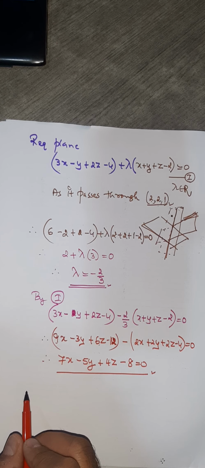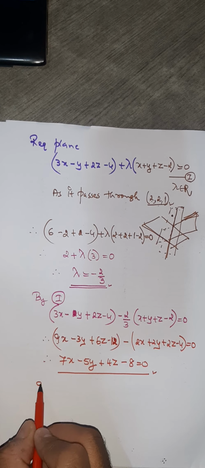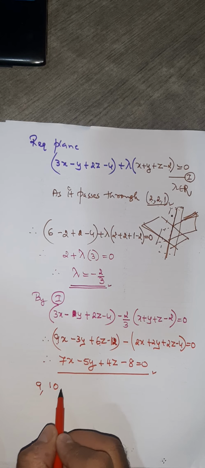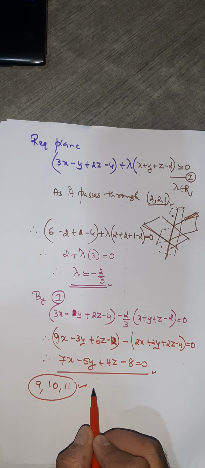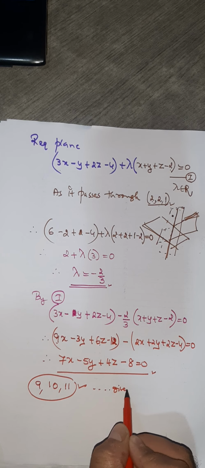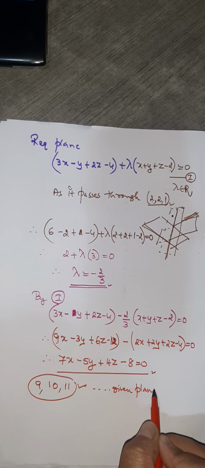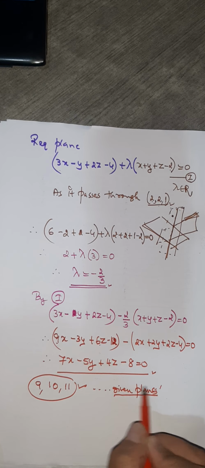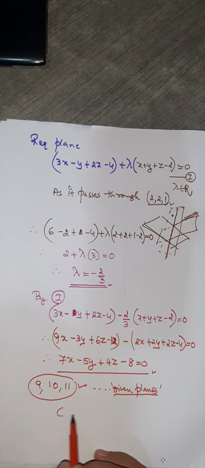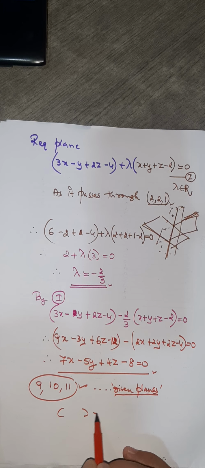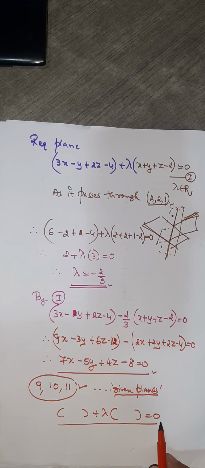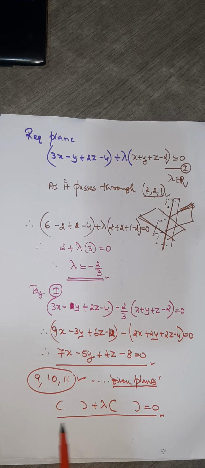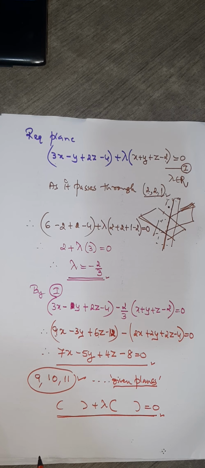11th is also the same question, but their condition is different. 9th, 10th, and 11th: in these three questions, you have a plane through the intersection of the given two planes, remember. So whenever you have through the intersection of the given two planes, then the theory is one plane plus lambda into the other plane equals to 0. That's what we need to do here.